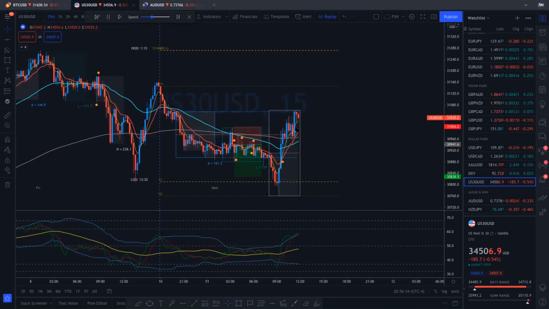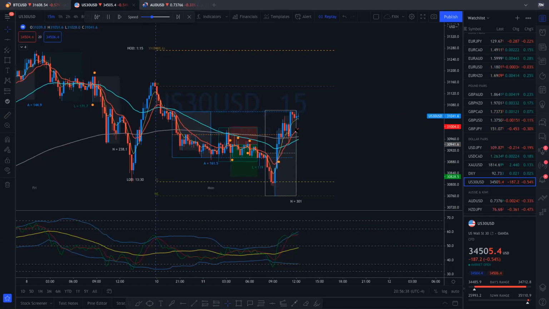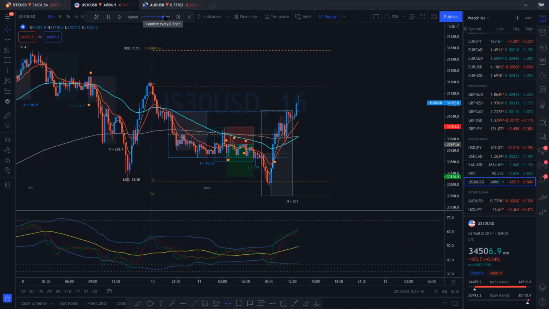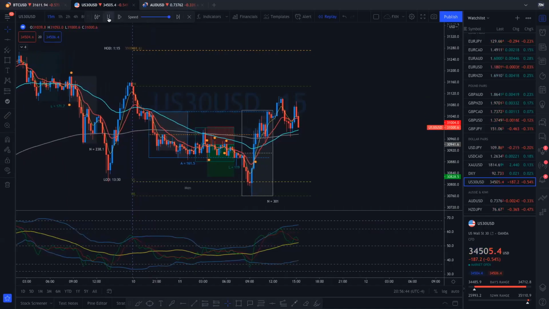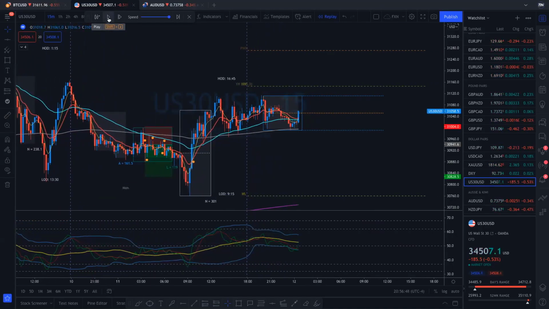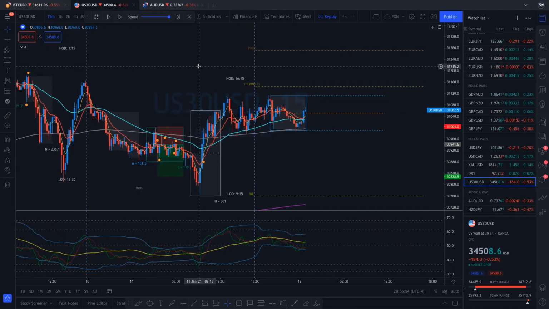Can you hear me more clearly now? Yeah, that's way better. All right, no problem. What do you know about this pair as far as average daily ranges and stuff like that? I mean, if you're trading this pair, it seems very risky.